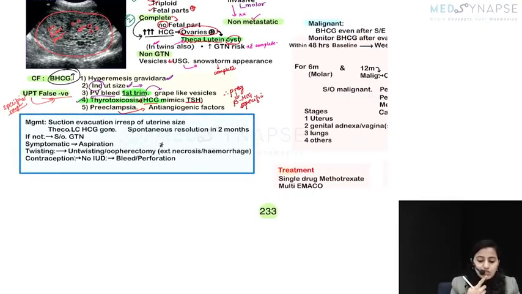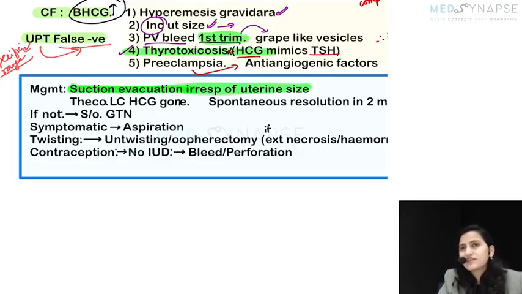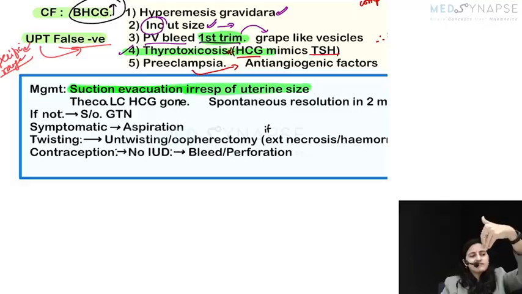How will you manage a molar pregnancy? Because it can turn invasive, we always have to remove it. Suction evacuation, irrespective of the gestational age, irrespective of the uterine size. It is suction evacuation. I have removed it by suction evacuation.